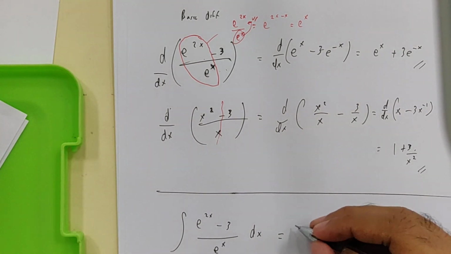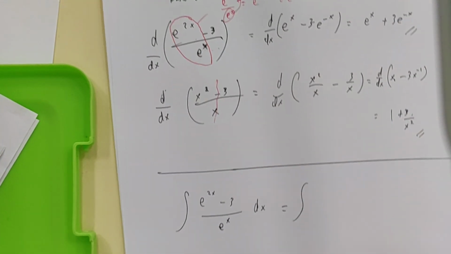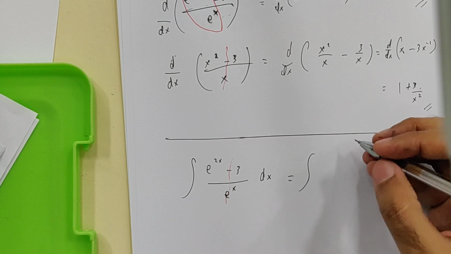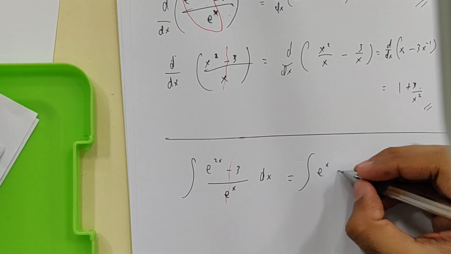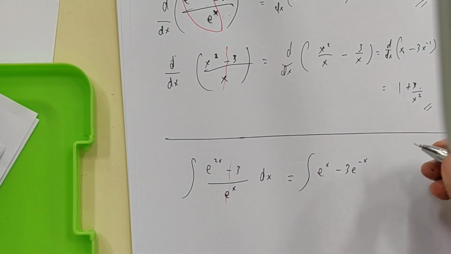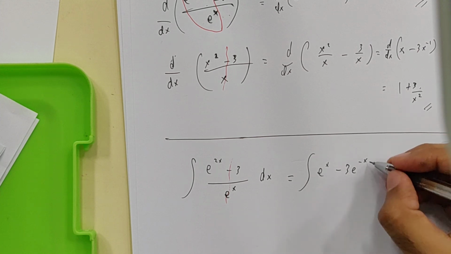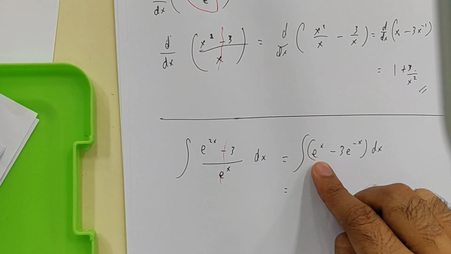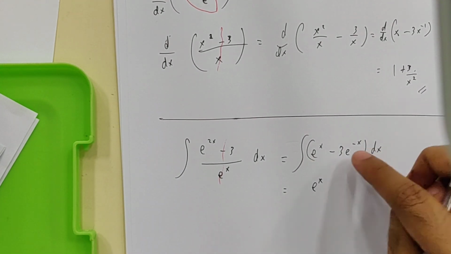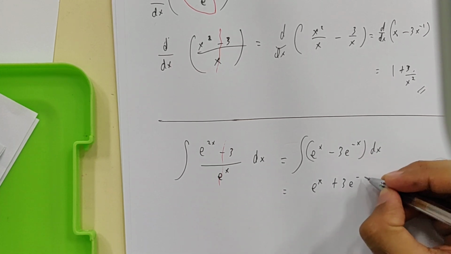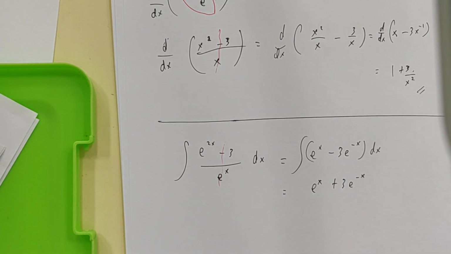So if I break this one apart, what do I get? e^x minus 3 e^(negative x). And integrate this one, integrate e^x, what do we get? Integrate e^x remains at e^x. Integrate negative 3 e^(negative x), positive 3 over, all remain as e^(negative x). Are we done? Plus c, very good.